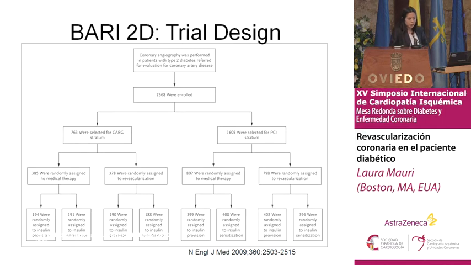BARI 2D took patients with essentially any reason to suspect coronary artery disease, so they did not have to be symptomatic per se, and then stratified them according to whether either bypass or PCI would be the preferred revascularization strategy, and then randomized them to either medical therapy or revascularization. There was a second randomization to insulin sensitization. I'm not going to focus on that. I'm going to focus on the revascularization strategies.